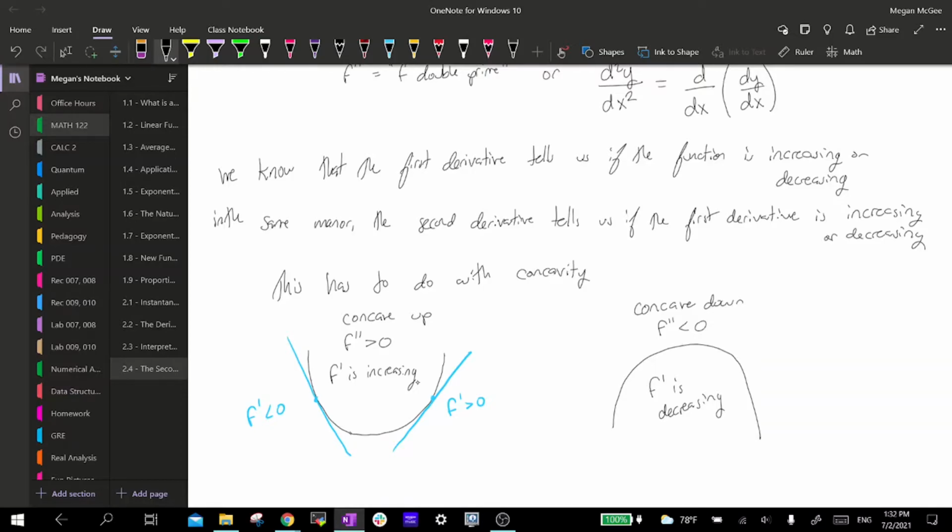So if we see on the left-hand side, our derivative is positive, while on our right-hand side, our derivative would be negative. So we went from positive to negative, which means we are decreasing.